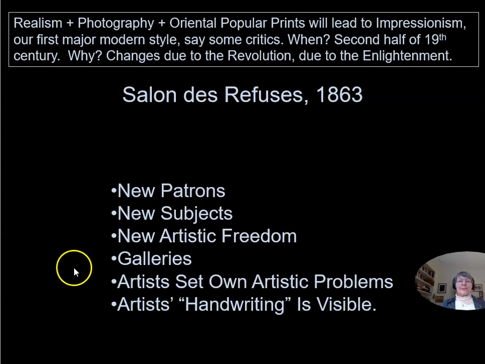How do they do that? They do it through galleries, and that's the system that we're still using today. An artist then can set his own artistic problem and allow for his own handwriting to become visible. There is no better example of that than the work that's created by the Impressionists, who will come together in the year 1863 for a kind of joint exhibition of their work, which will officially break with the French Academy, which was the traditional old guard approach to painting.